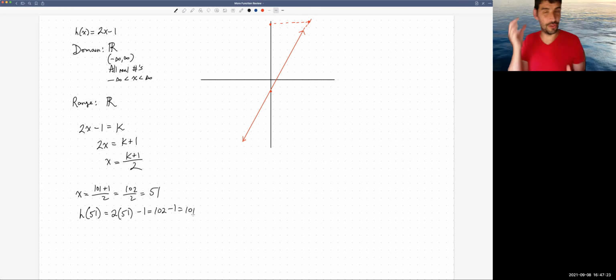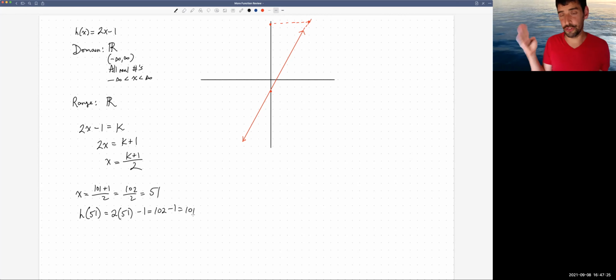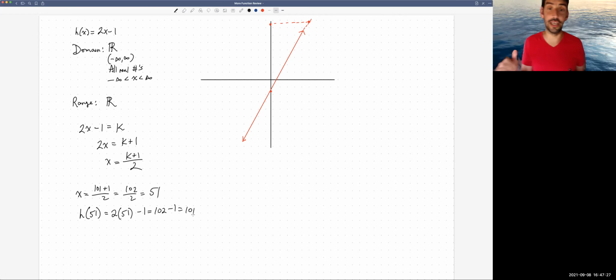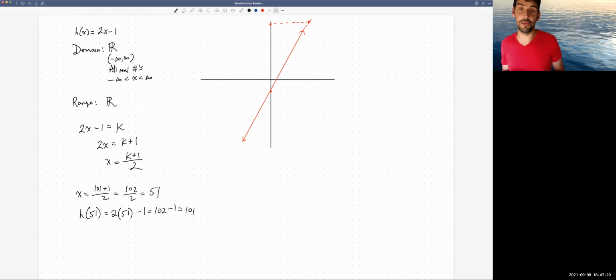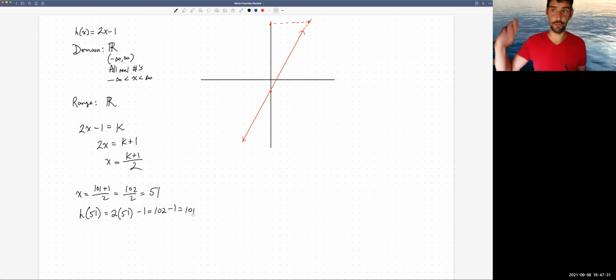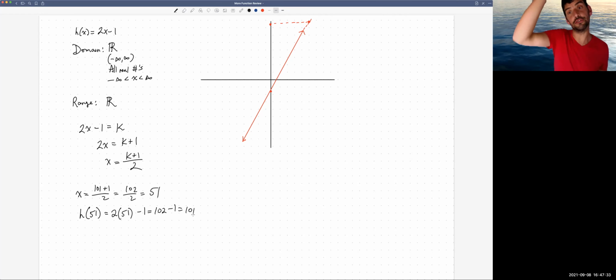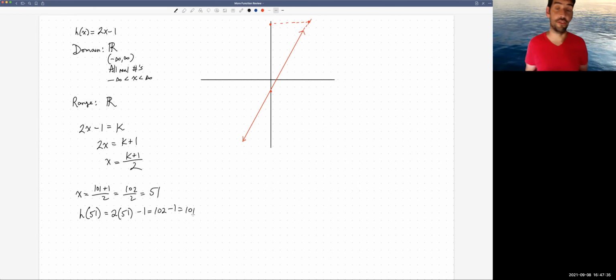But we're not going to really go through that. When we see a line, unless it's a horizontal or vertical line, we know that the range is going to be all numbers, because if it's got any slope, whether it's positive or negative, it eventually goes through every single y value somewhere along that line.